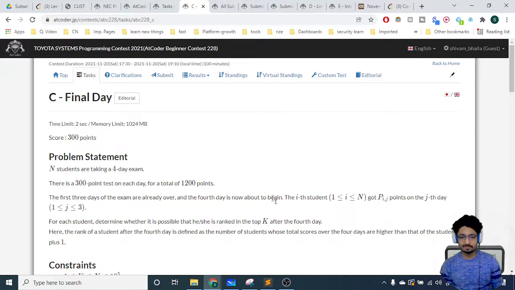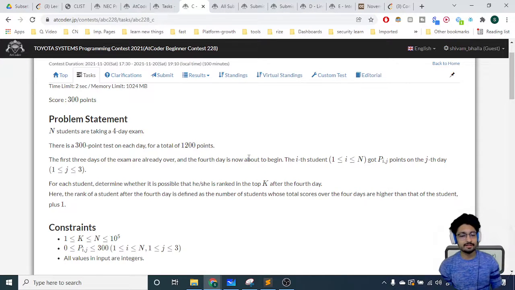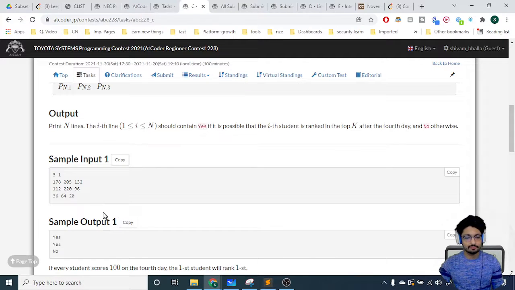So the problem goes like this: there are n students that are taking a 4-day exam. Every day the exam is of 300 points, and the total is obviously equal to 1200 points. The first three exams are already over and the students have got their marks. You are given the marks in this format. As you can see, the first student has these numbers out of 300 on the first day, second day and third day, and similarly for all the students.